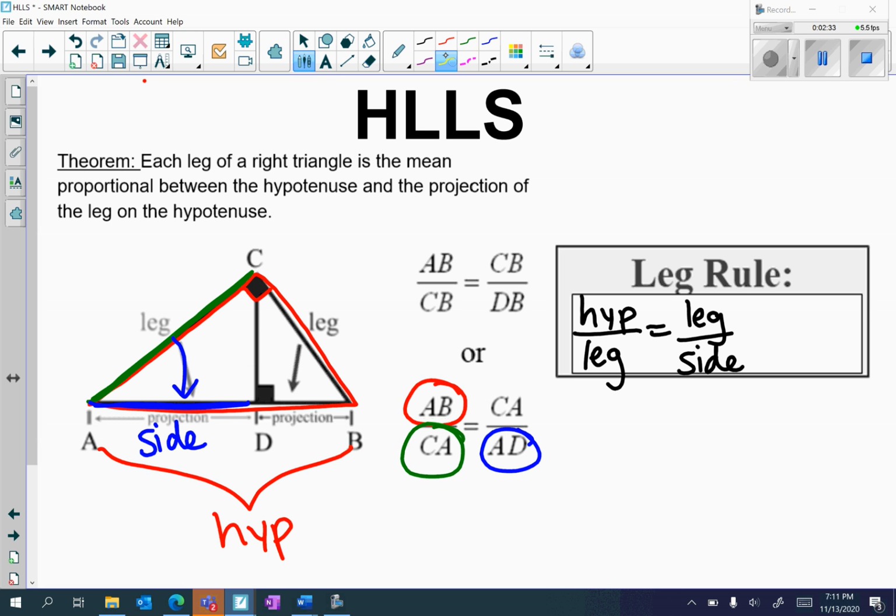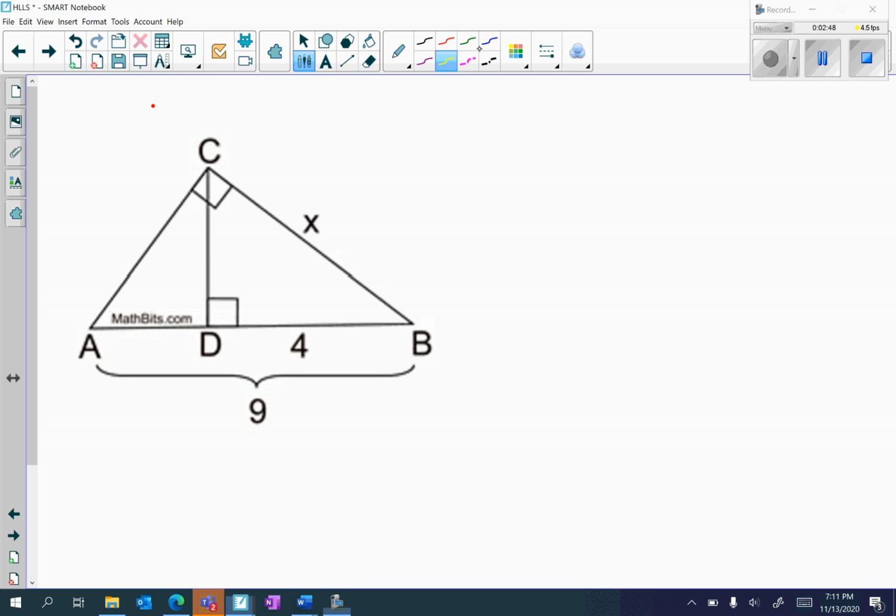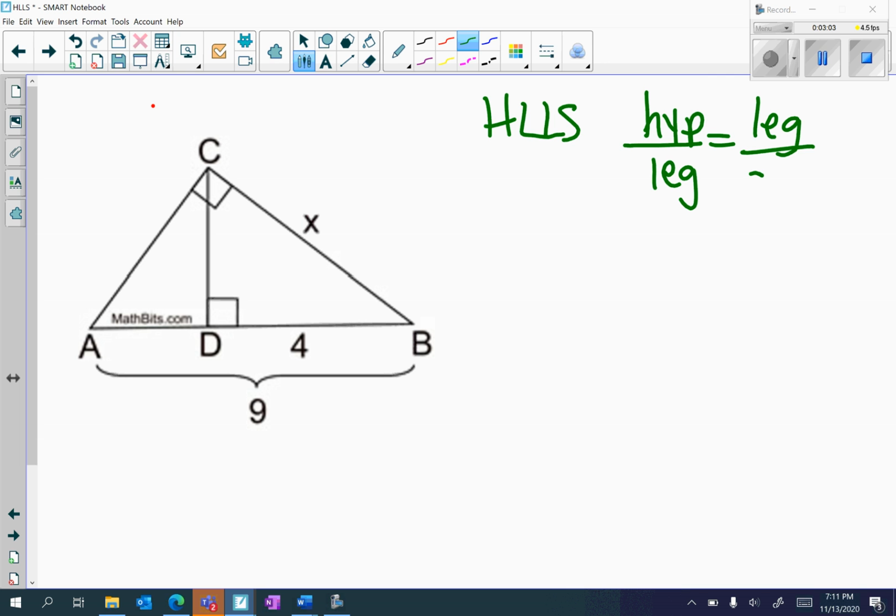In this case, we're looking at this triangle outlined in yellow. So the side is across from the leg. So our side that we're using is AD. Let's complete this question. So we want to solve for x. So this question, I'm going to be using Hlls. Hypotenuse over leg is equal to leg over side.